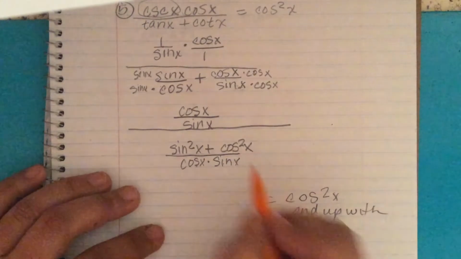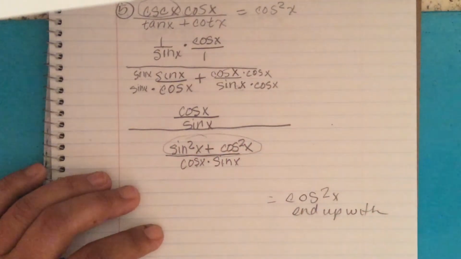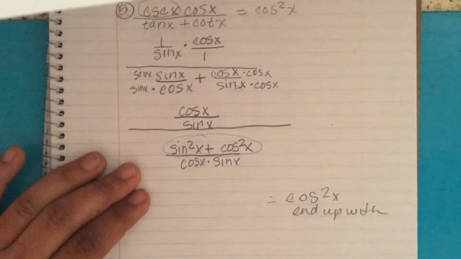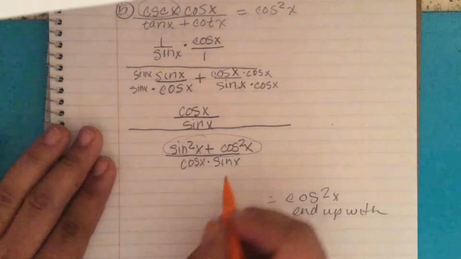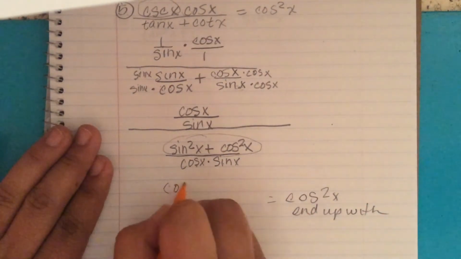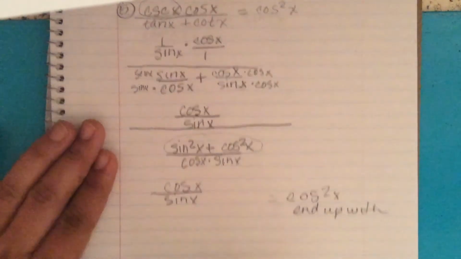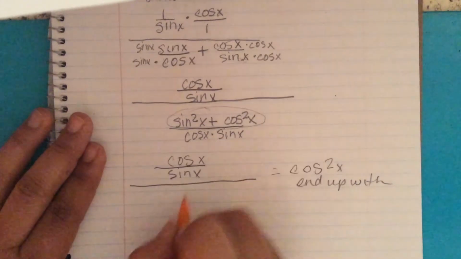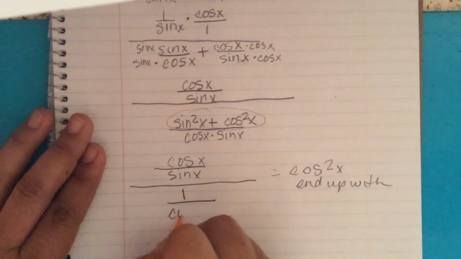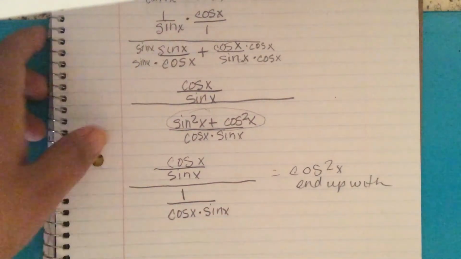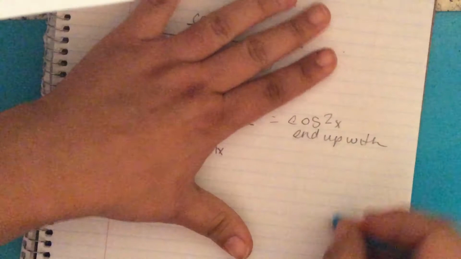Okay, so now I'm going to replace the sine squared plus cosine squared right here. Sine squared plus cosine squared is 1. So I'm going to replace that with the 1. So right now you have cosine of x over the sine of x. Notice that I haven't done anything to that lately, which is okay. And then I'm going to put 1 over cosine of x times the sine of x. Okay, so I should have done it way downer, but that's what we want to end up with.